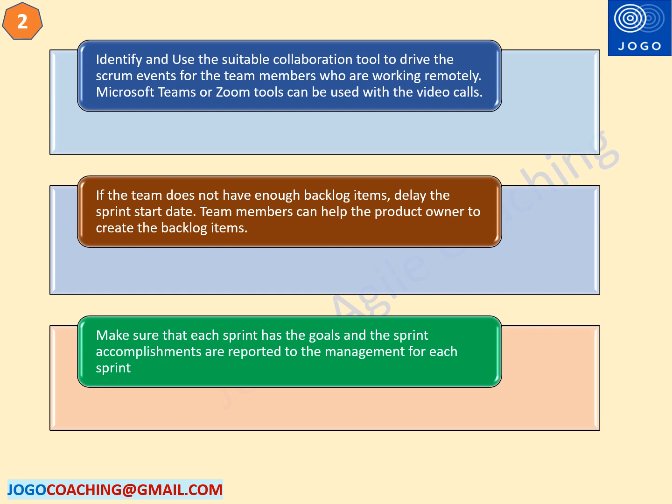The next best practice for the Scrum Master is make sure that each sprint has a clear documented goals and the sprint accomplishments are reported to the management after each sprint based on the sprint status. Having a clear sprint goal will motivate the teams to focus on the team result instead of individual accomplishments.